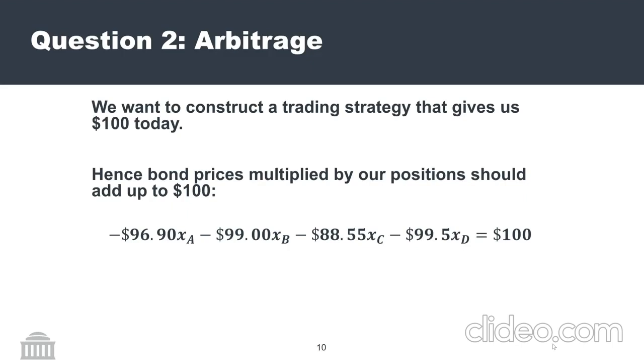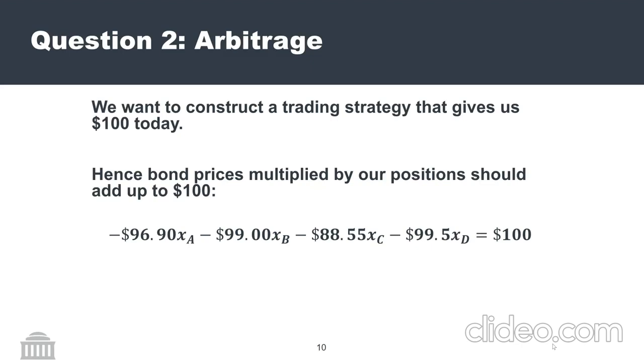So therefore, this gives us the left-hand side of this equation, which means that we're buying XA of bond A, XB of bond B, XC of bond C, and XD of bond D. And so this expression gives us our total cash outflow that we have to spend on buying these bonds. And so this has to equal $100 because we want a positive cash flow today. So we want to construct a strategy that gives us $100 today. You can immediately see that for this to work, some of these amounts, XA, XB, XC, and XD, have to be negative so that the corresponding cash flow is positive.